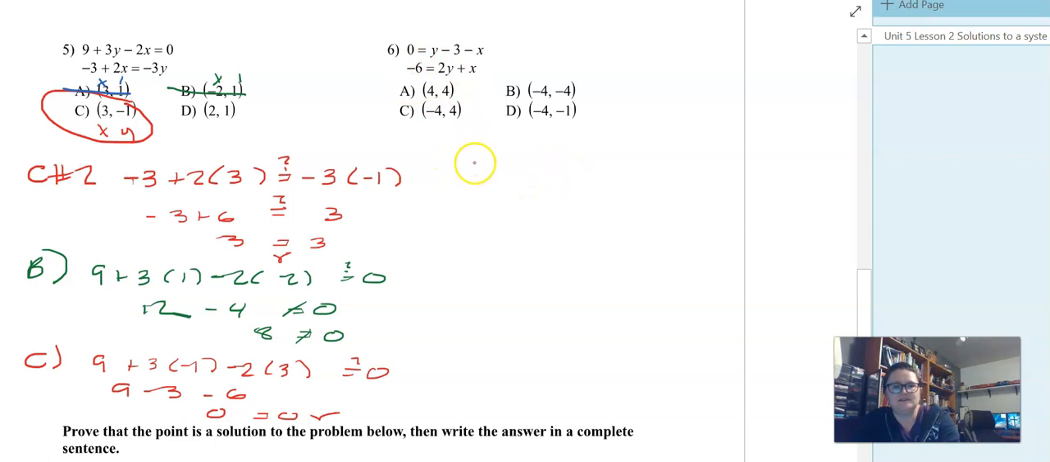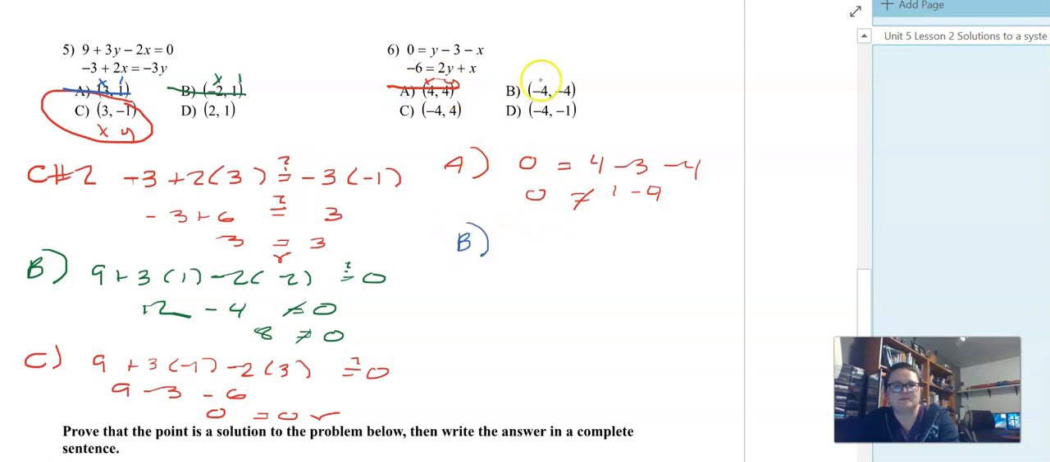For 6, both x and y are 4 for A. So we're going to try A first. So 0 equals 4 minus 3 minus 4. Is that going to be true? Probably not so much, because that's 1 minus 4, which is negative 3. So 0 is not equal to that. Okay, so it's not A.